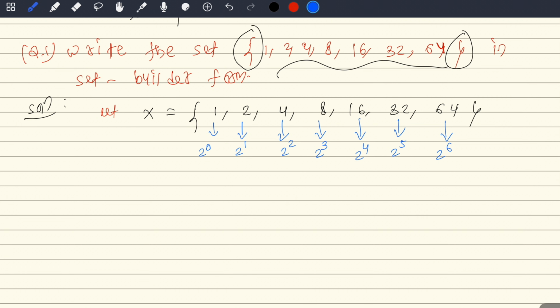And all these numbers are also positive divisors of 64, right? So how to write in set builder form? The type of object is x, such that x is equal to 2 to the power n and n belongs to whole numbers with n less than or equal to 6.